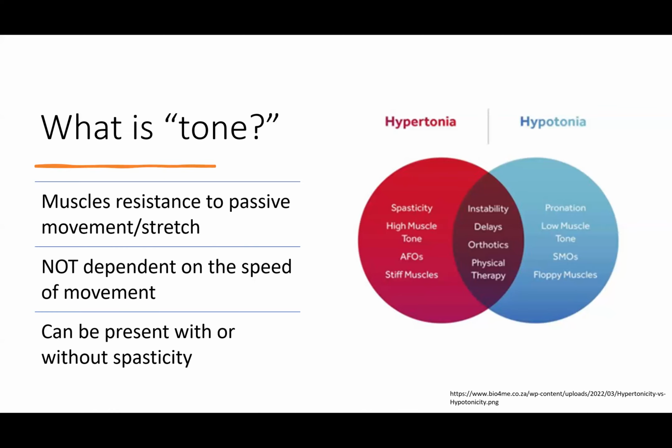A big difference to note between tone and spasticity is that tone is not dependent on the speed of the movement. So you can have a level of abnormal tone, whether that be hypertonia or hypotonia, so too much or too little tone, and how fast you move your muscles doesn't affect that. That will make more sense here in a second when we get into spasticity.